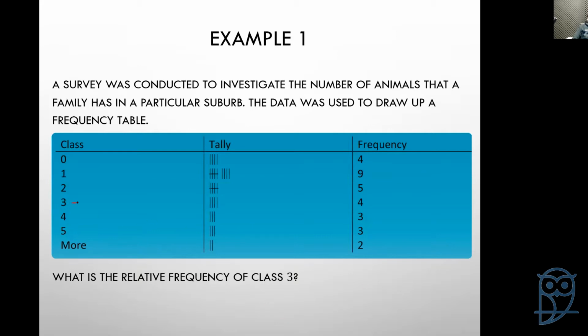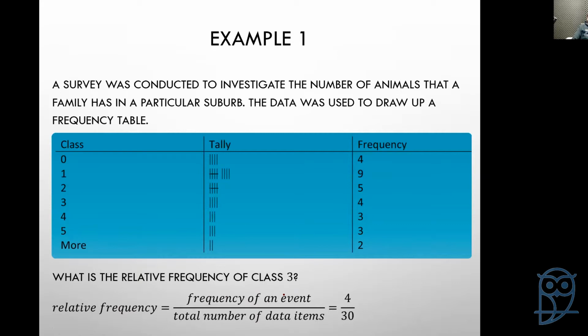Well, you move across, and you find out that there were 4 of them. So therefore, the relative frequency is the frequency of an event over the total number of data items. So it was 4 here over the total amount, and we can add that up. So 4 plus 9 is 13. 13 plus 5 is 18. 18 plus 4 is 22. 22 plus 3 is 25. 25 plus 3 is 28. And 28 plus 2 gives me my 30 total.